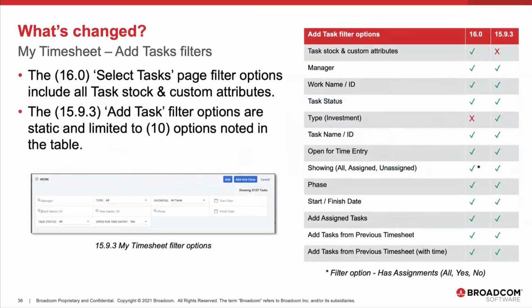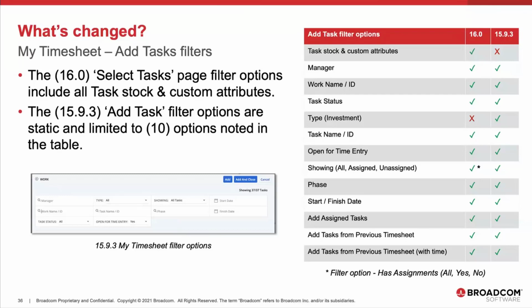So when the user chooses to add specific tasks, the available filter option, as I mentioned, includes all task object, stock, and custom attributes. The table on the right lists the available user options comparing 59.3 with 16.0 when the user is in that select task mode. The one delta from 16.0: 59.3 did have a filter for investment type, such as an MPIO or an IDEA or a custom investment type. That's not an option to filter on when you're searching.